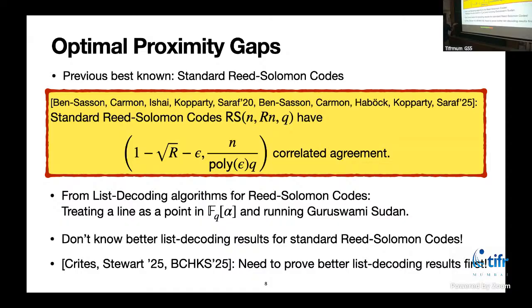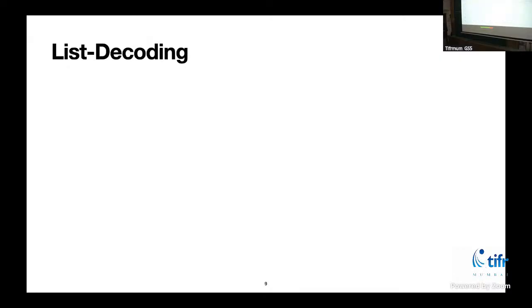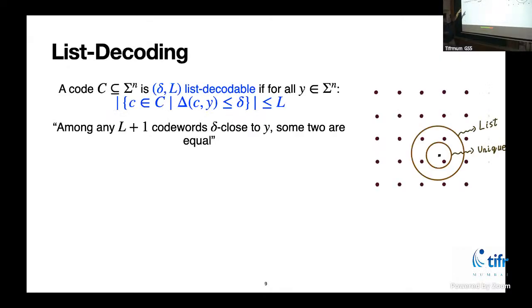Okay, so I've been saying this word list decoding for a while. Let me just define it quickly. A code is delta comma L list decodable. I have the formal definition, but all it's saying is if you draw a delta radius ball around a point, it must have at most L elements. So usually you might think a radius distance by 2 ball has exactly at most one thing. Now we are interested, can you go beyond distance over 2? And at radius delta, if there are at most L things, the code is delta comma L list decodable.